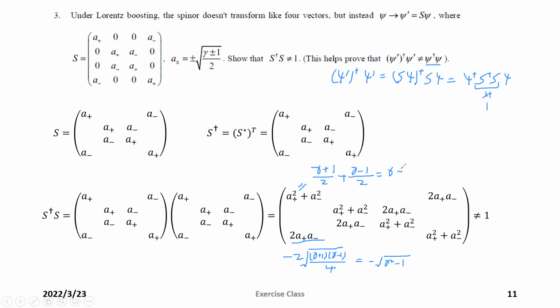So this is not equal to 1, and this is not equal to 0. So it cannot be an identity matrix. So that's question 3.